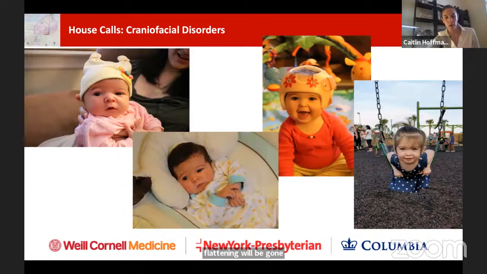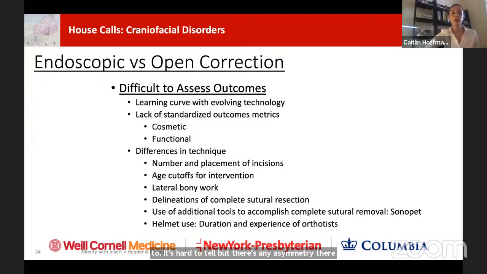Now, endoscopic outcomes are also extremely good. This is an endoscopic child. She had a right-sided coronal synostosis. You see the elevation of the orbit on the right, the depression of the orbit on the left. Here's another picture of her. She underwent her strip craniectomy, was put in a helmet, and this was her at age two. It's hard to tell that there's any asymmetry there. So both of these approaches have very good outcomes.